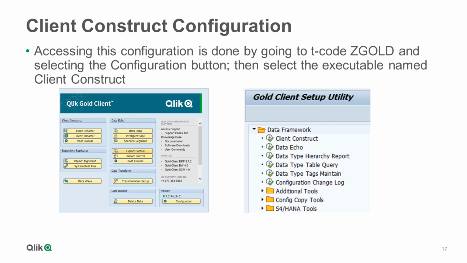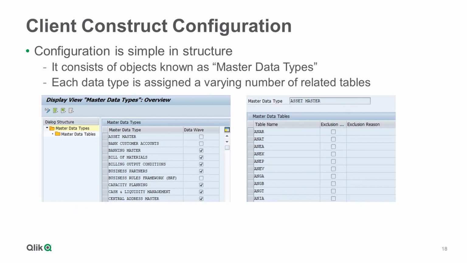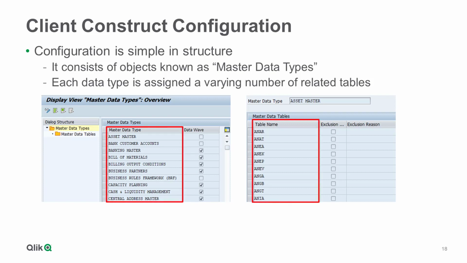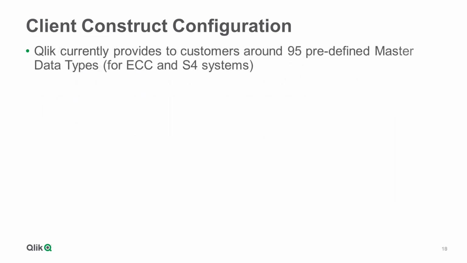Z-G-O-L-D. From the Gold Client dashboard, select the Configuration button. On the next screen, select the very first executable named Client Construct. This configuration set is quite simple in structure. It consists of a set of objects known as master data types, and each data type is assigned a various number of related tables. Qlik currently provides to customers around 95 predefined master data types for ECC and S4 systems.